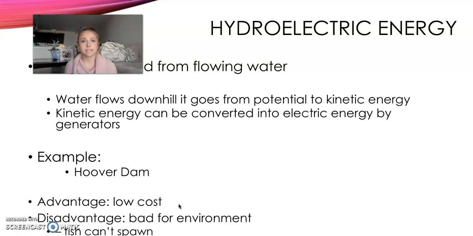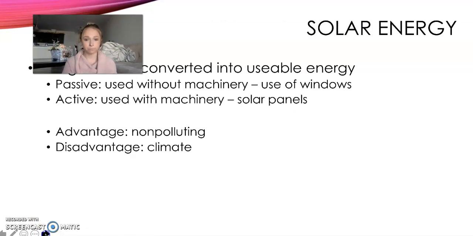What happens is that it prevents fish from moving upriver to spawn, and what that means is to lay their eggs. So with these dams, the fish can't move up the river, and it causes the fish not to be able to lay their eggs. So that's where it could be bad for the environment.